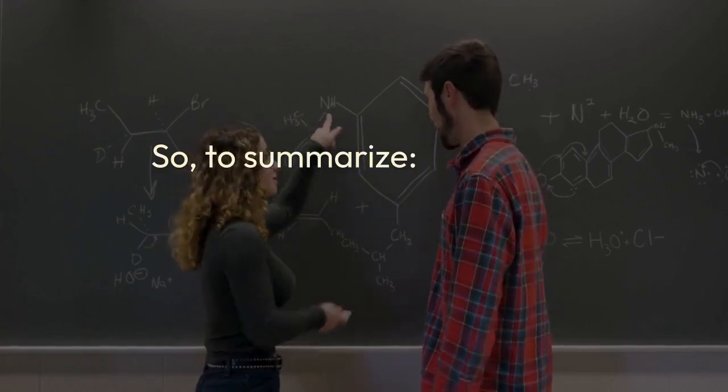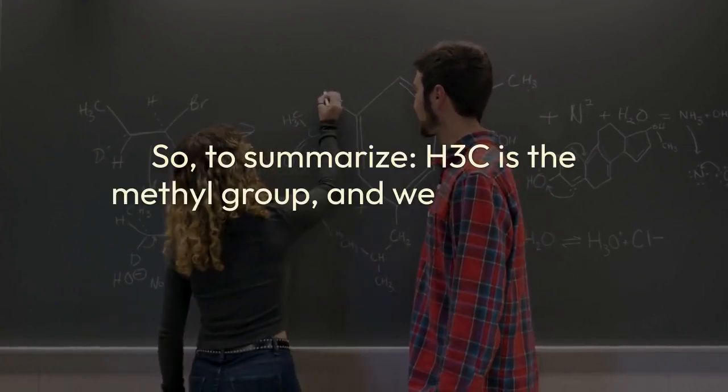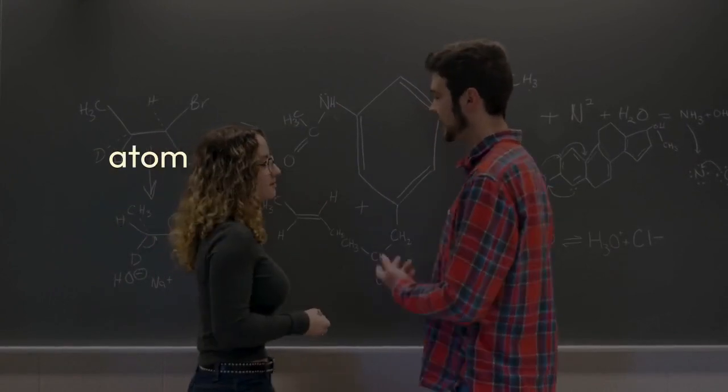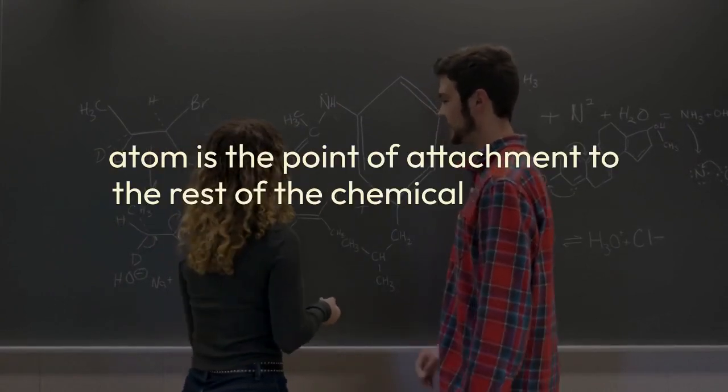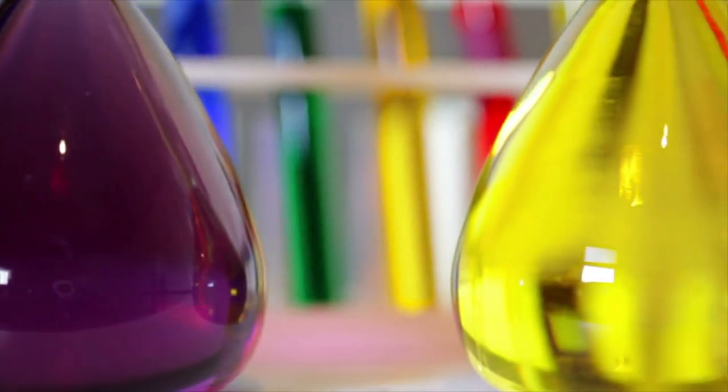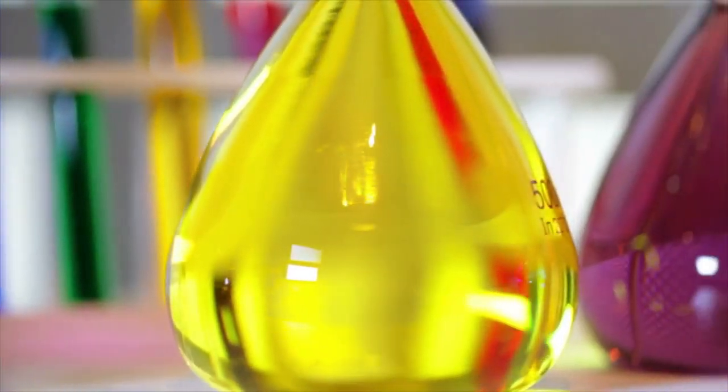So, to summarize, H3C is the methyl group, and we write it that way to emphasize that the carbon atom is the point of attachment to the rest of the chemical structure. It's a simple rule of clarity that makes a huge difference.